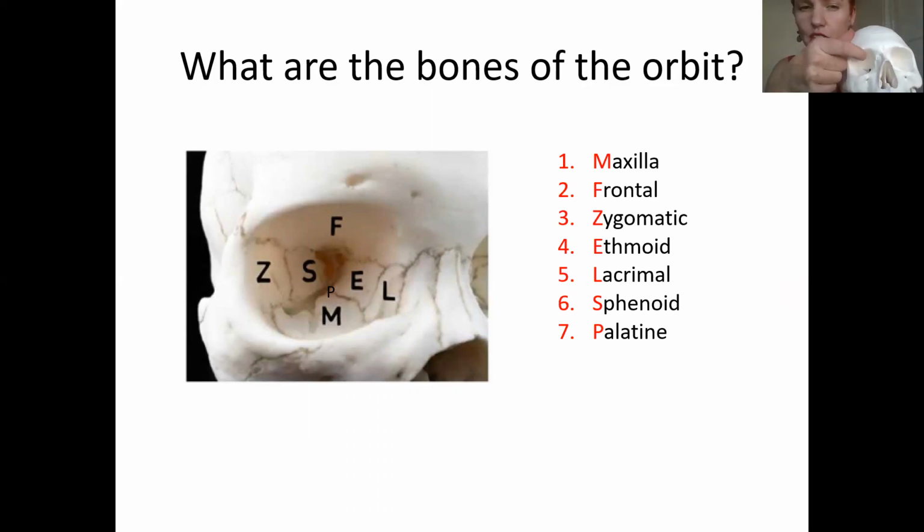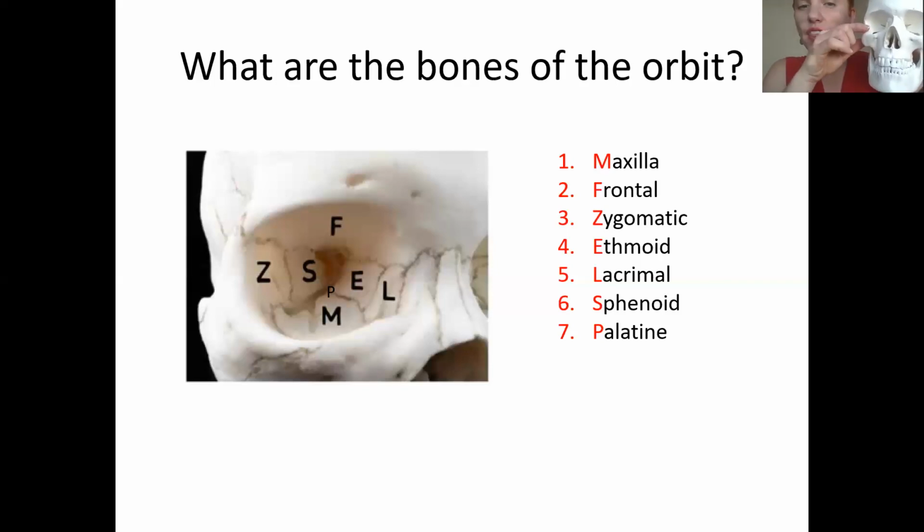Let's work our way through. Then we have the frontal bone. The frontal bone makes up the top of the orbit, where your eyebrows would be, right there. Where's the zygomatic bone? The zygomatic bone makes up what we consider your cheekbones. It's this one right here, and it has a process that sticks up and makes up the inferior portion of the lateral part of the orbit. That is the zygomatic bone.